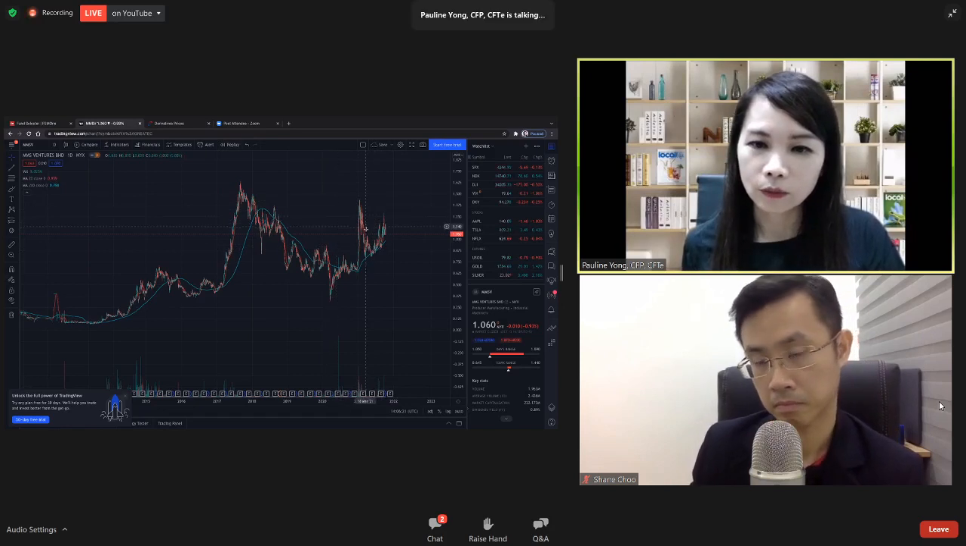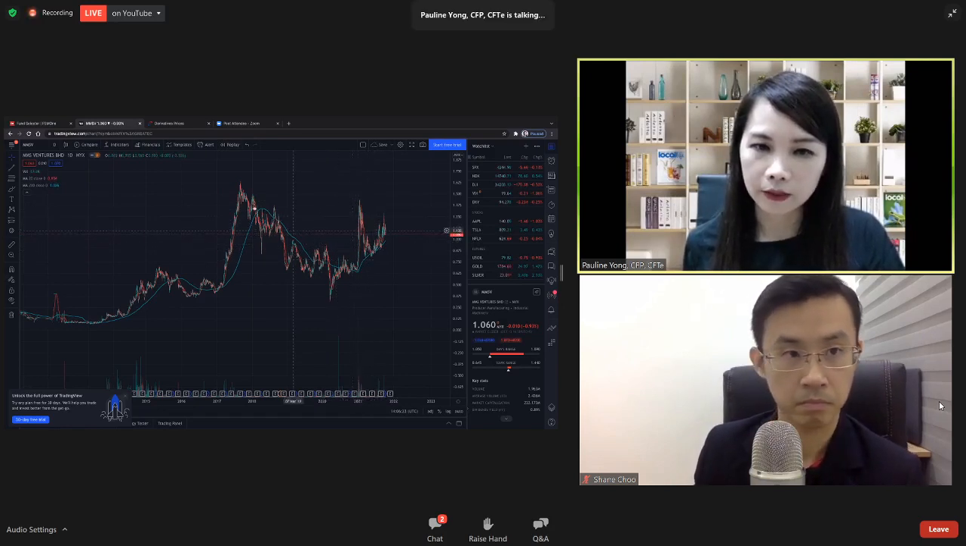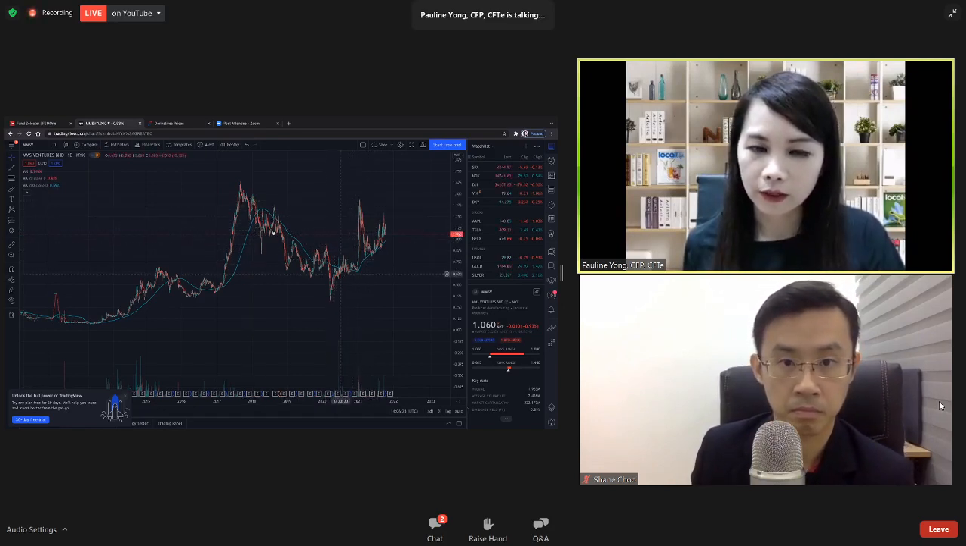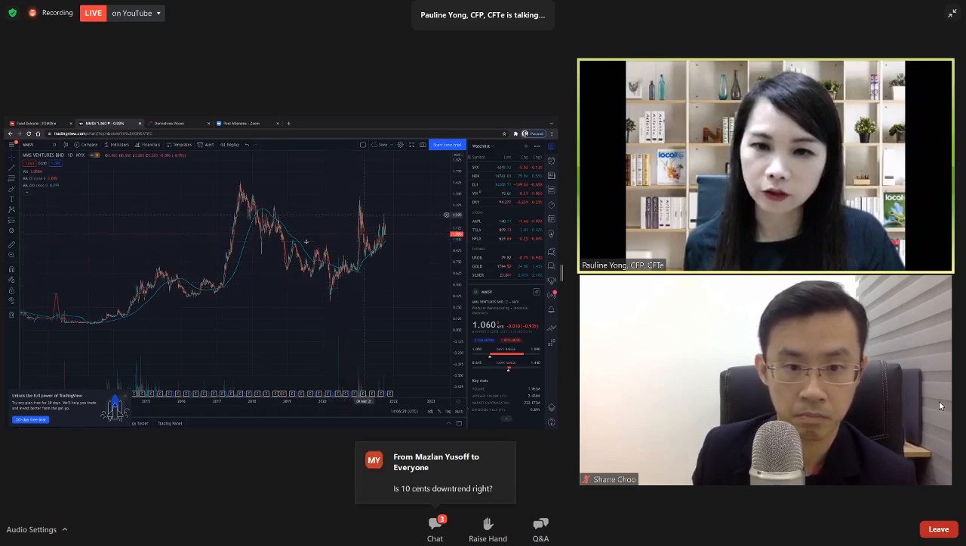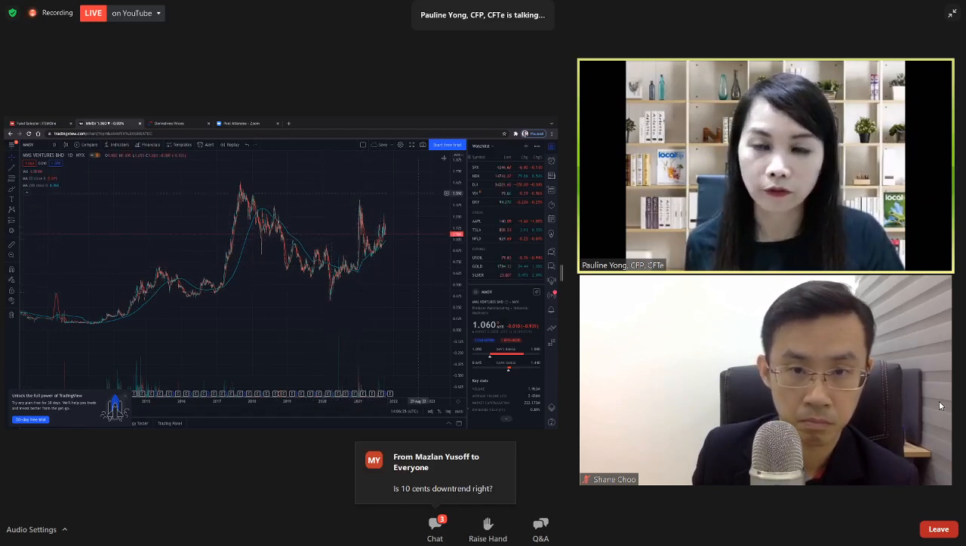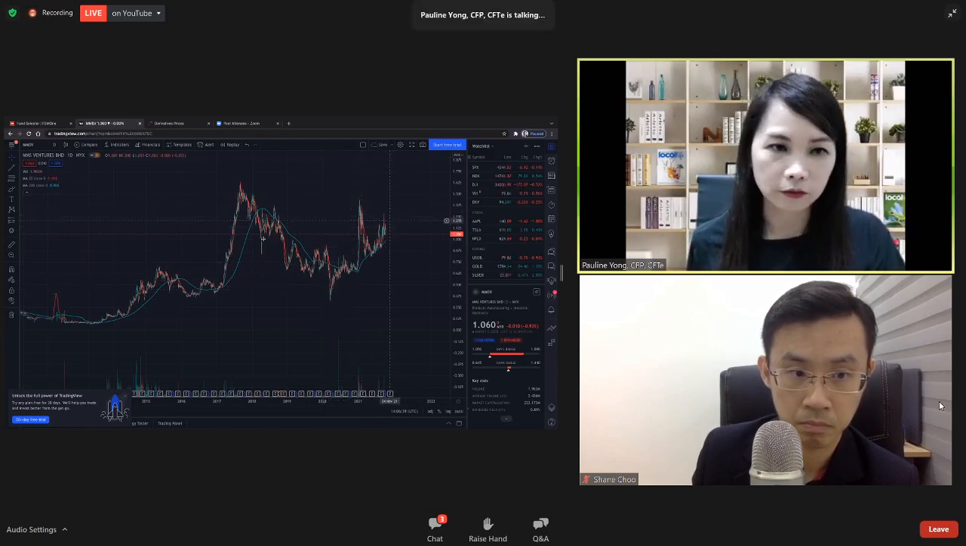Okay, so how I see is that I count the wave here. So I count 5 waves down, and then A, B, C. And then this C is actually above this. So that means this one is an uptrend already. So when this is uptrend, I have to count 1, 2, 3, 4, 5 again. So 1, 2, 3, 4, 5. Okay, so this is the 5th wave.